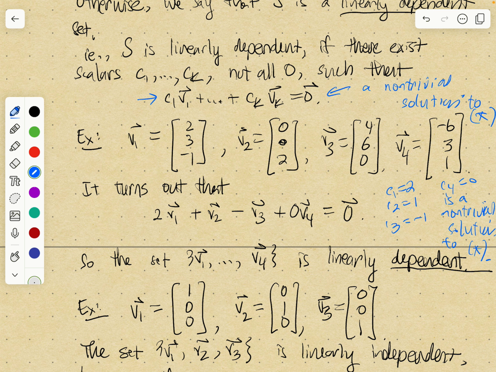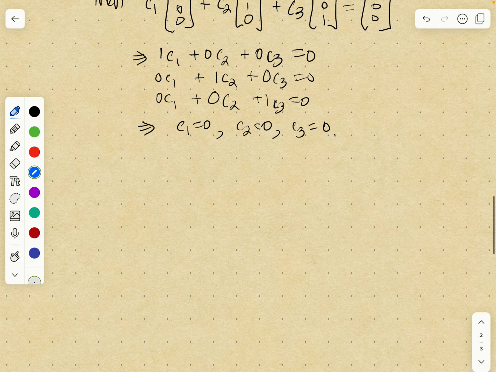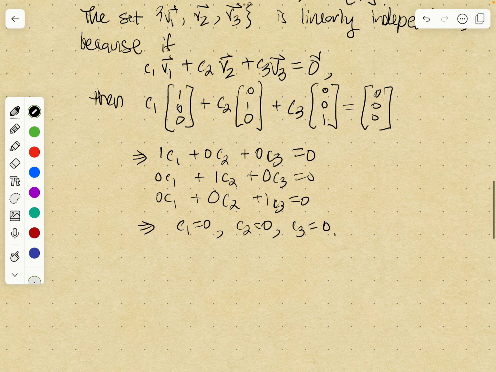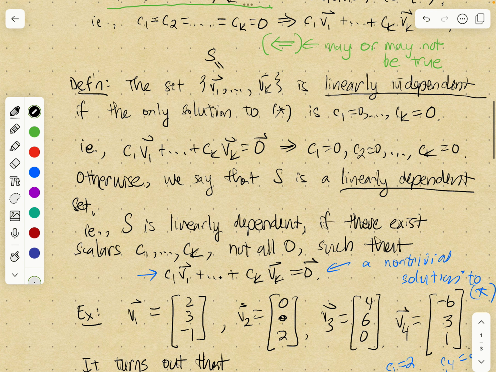So if there is a non-trivial solution to the equation, the set is linearly dependent. Otherwise, if there is no non-trivial solution, only the trivial solution, then the set is linearly independent. All right, so those are some easy examples to illustrate the definition. And one thing to say before we go on is that when you look at the definition of linear independence, these adjectives, linearly independent and linearly dependent, describe a set.